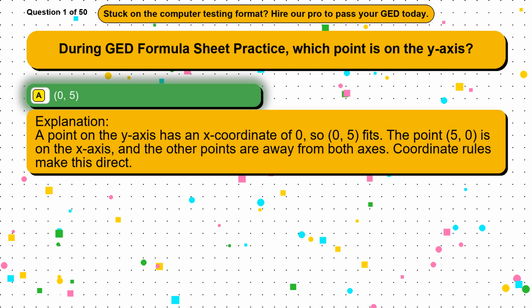A point on the y-axis has an x-coordinate of 0, so 0, 5 fits. The point 5, 0 is on the x-axis, and the other points are away from both axes. Coordinate rules make this direct.